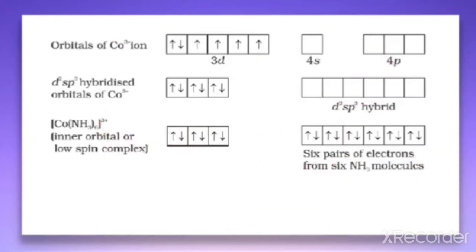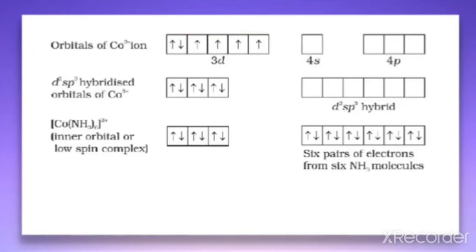So that we have to write here, and that is written here. We have made the 3d orbitals, then 4s and 4p. 4s and 4p are empty orbitals here. The 3d orbitals have 6 electrons, which you can count: 1, 2, 3, 4, 5, and this is the 6th electron. So you have to place the 6 electrons, represented here in the form of arrow marks.